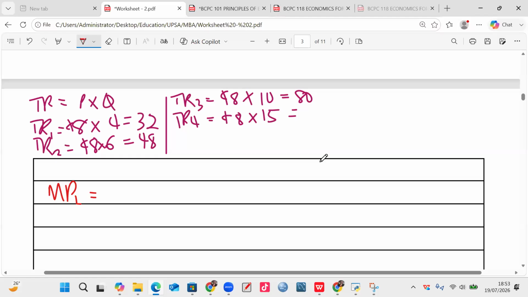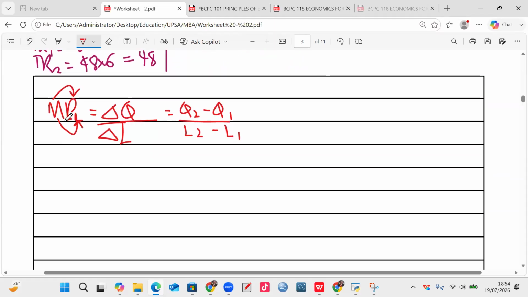And I explained that marginal means change in what? Change in the product, which is the output. So marginal product of labor is the same as Q2 minus Q1 over L2 minus L1. Are you good? Yes, please. That's the interpretation. So let's pick MPL for labor 1.